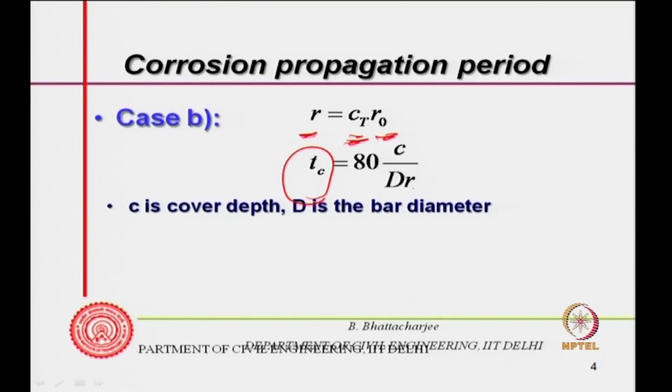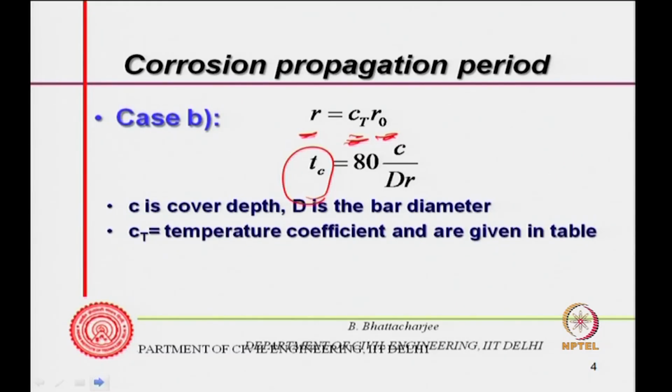So it is proportional to C by d, and R is the rate of corrosion, expressed in terms of depth of penetration, in millimeters or mils per year, or micrometers per year, whatever it is. So T C you will get in terms of time. This is an empirical equation. C is the cover depth, d is the bar diameter, and CT is the temperature coefficient, and this is valid for all three models. Those who have derived it empirically have given this table for CT.